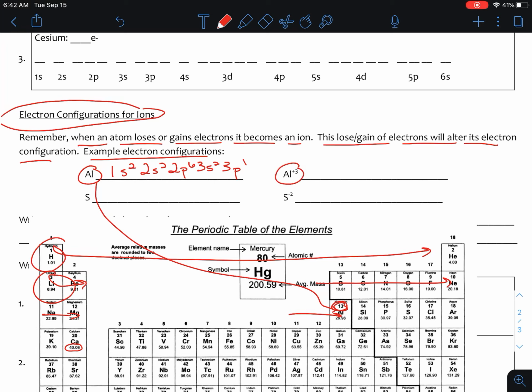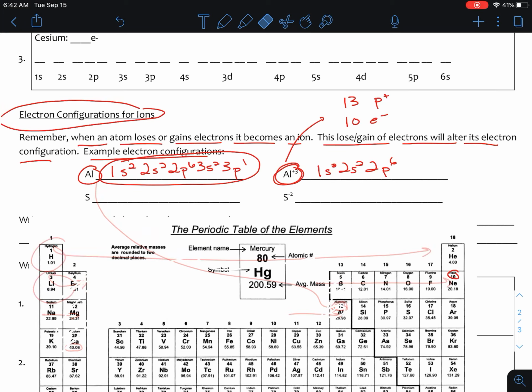When it becomes an ion, it becomes a +3. So remember, when you have a +3, that means you're going to have 13 positive protons, and in order to have that +3, you're going to have 10 negative electrons. So now we're going to write the electron configuration for 10 electrons, which actually looks like neon. So 1s2, 2s2, 2p6. The electron configuration for aluminum with a +3 ion looks just like the electron configuration for an atom of neon. So if I ask you what is the electron configuration for neon, it would be the same as that.